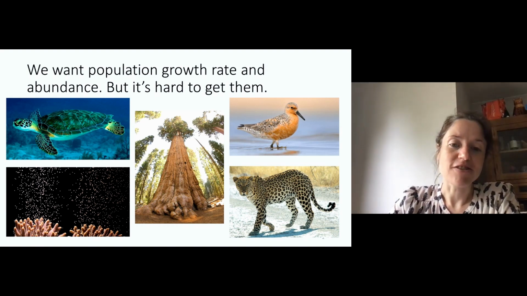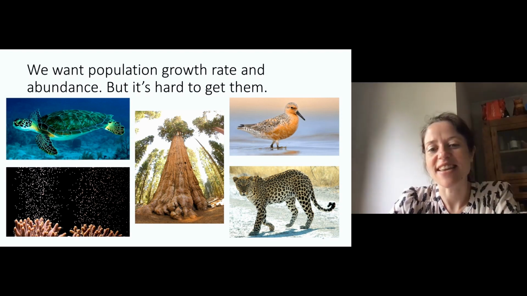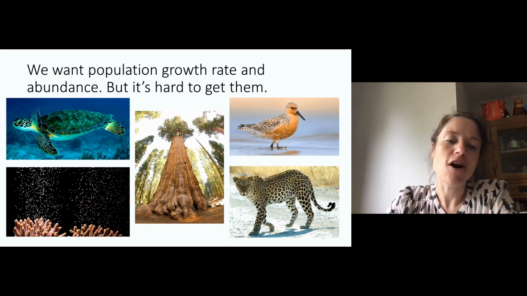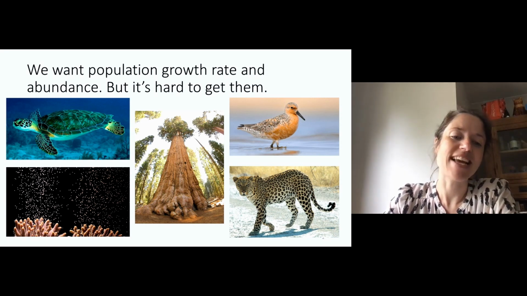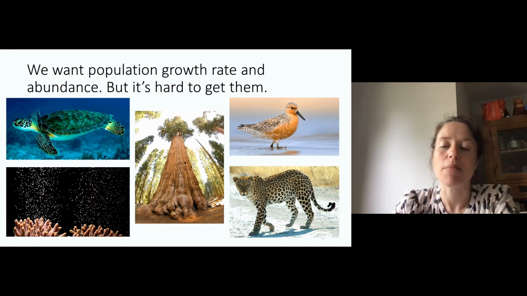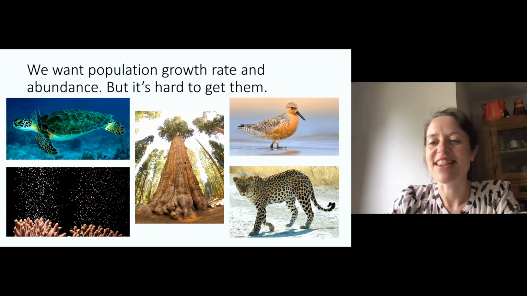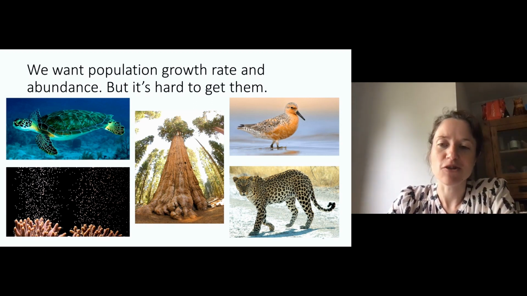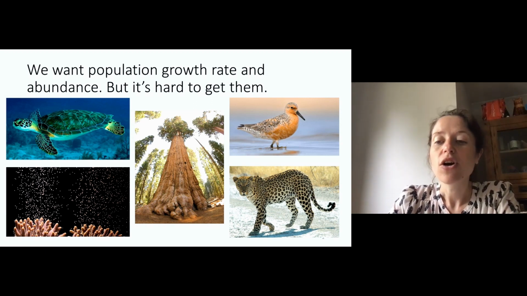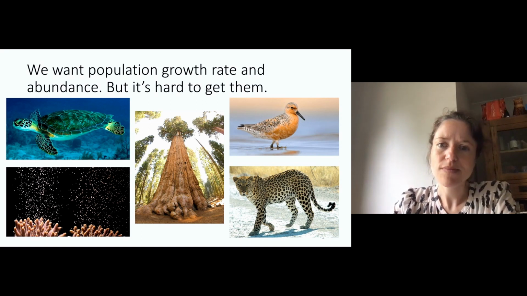Sometimes we've got sea turtles or trees which live a really long time, so we have to be very patient to get that data. Or we've got something like a coral which is spawning its offspring out into the water, making it hard to track the success of any individuals to figure out what that population growth rate is. Maybe our species flies away like the red knot and it's got a wide distribution and is hard to track. Or like many mammal species, perhaps it's relatively cryptic and it's hard to find those individuals.